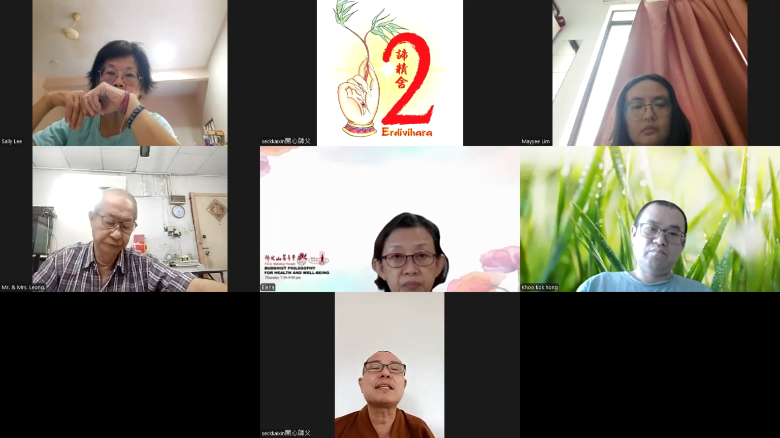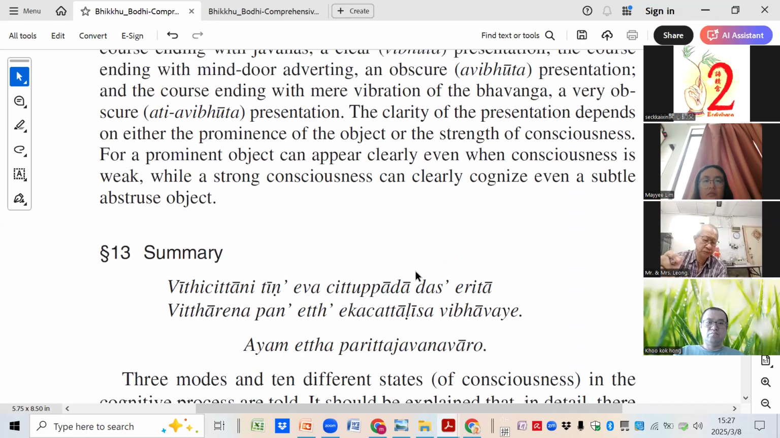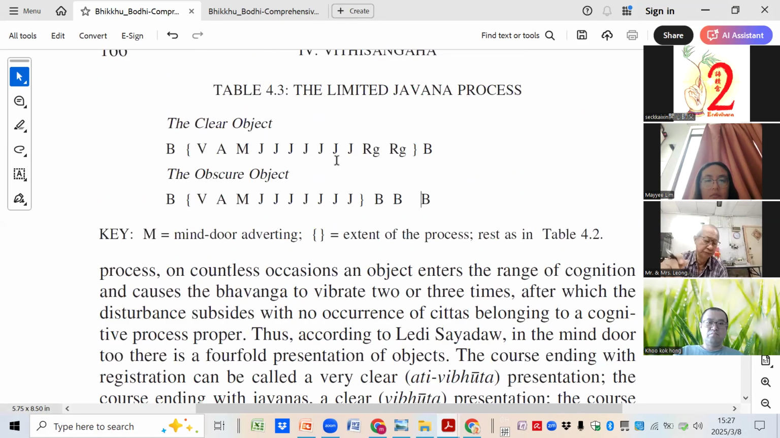So you see, once there's a clear object, it will go through the 5 javana. Then we go to the registration, then go back to the bhavanga again. Okay, so this is for the clear object. And if this is an obscure object, it is not that clear. We still go through all the javana, and then it will go to the bhavanga without registration. Then it goes already. So that is the meaning here. For this one, you don't need the explanation. You just see the diagram. It's good enough for you to understand already.